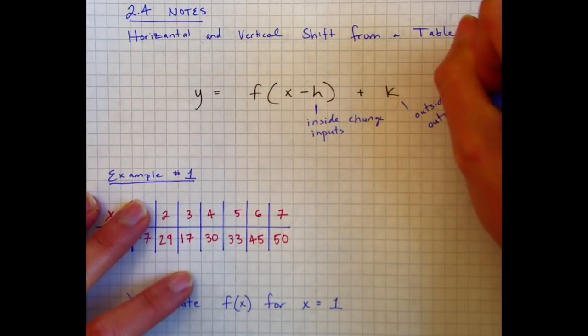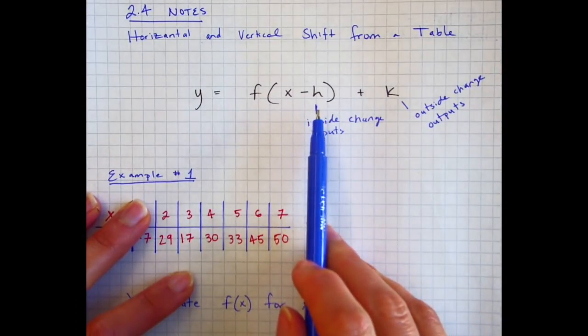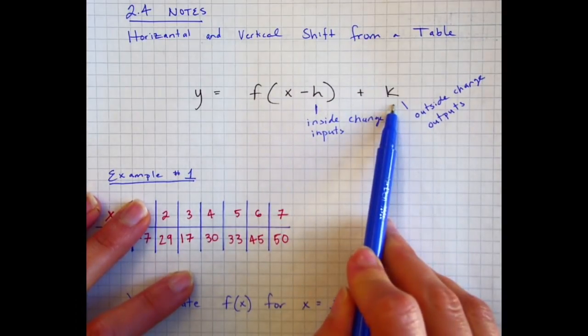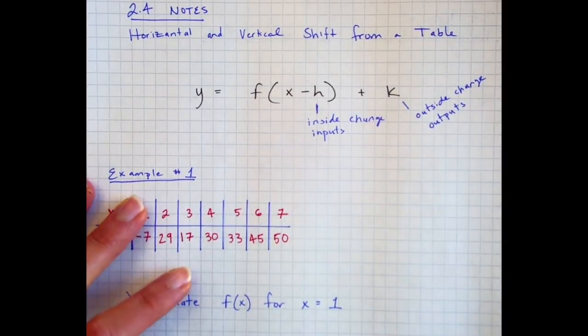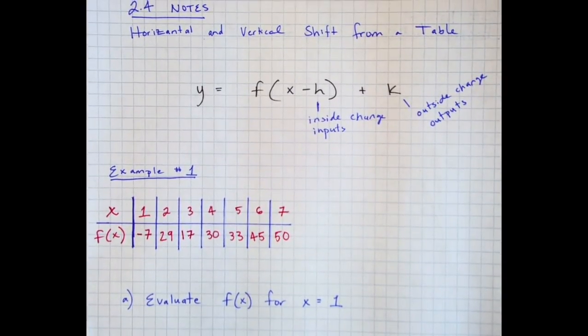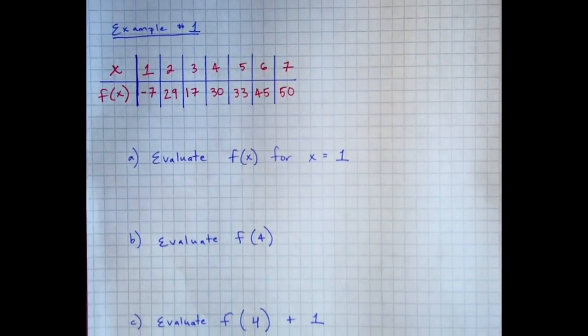So on a graph, we know that h is going to produce a horizontal shift along the x-axis because it's changing the inputs, and that k is going to produce a vertical shift because it's changing the outputs. So how does that look in a table? Go ahead and pause the video to get example 1 copied down.